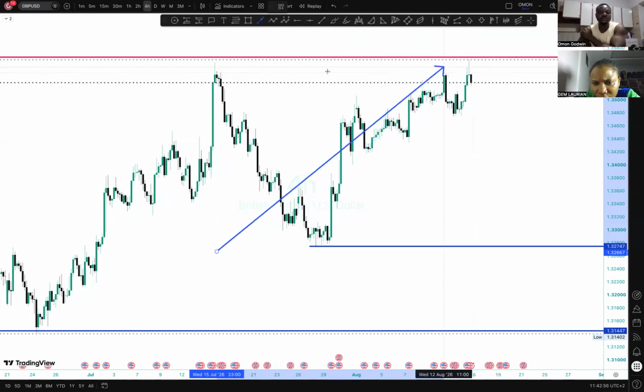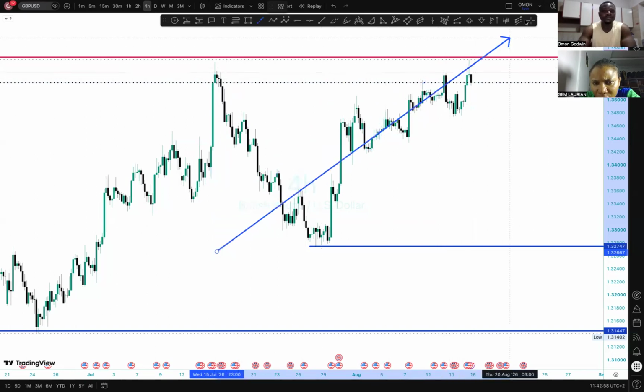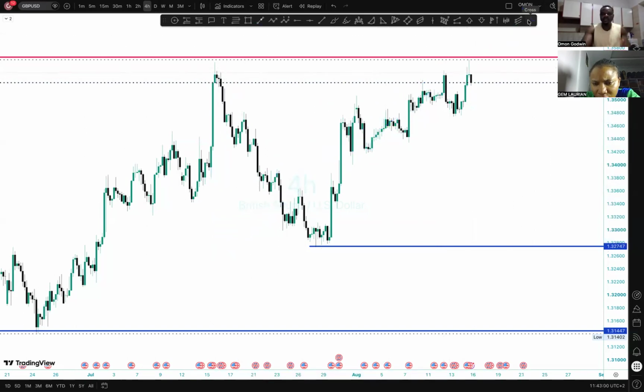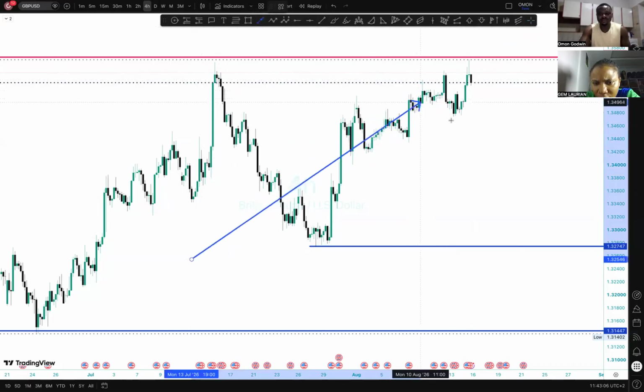So what am I going to look for? I will now move from what? Because I want to see clearly if I can understand this change of character very well. Because on this 4-hour time frame, I'm a little bit not okay with the change of character.